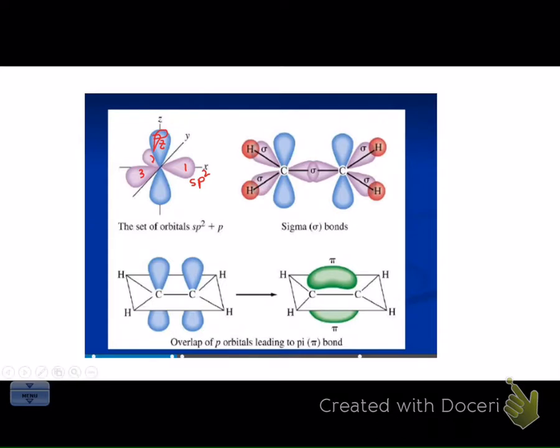So here we would have 1, 2, 1, 2, 3, 4, 5 sigma bonds form, and then after those 5 sigmas form, we get a little overlap here from our unhybridized p to form the single pi bond. The formula for this compound is C2H4. That's ethene, or ethylene. There are 5 sigma bonds, and then the 1 pi. We're going to do some practice at the end of this particular video.